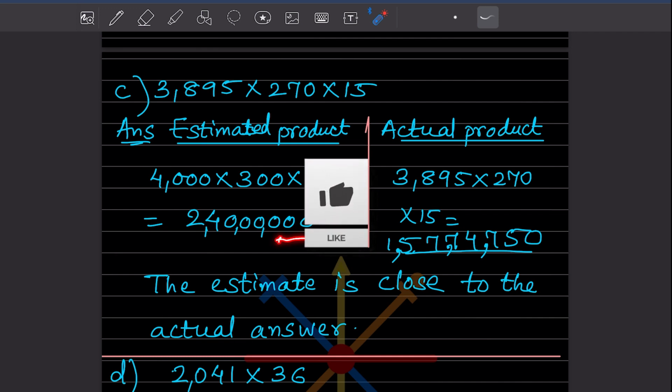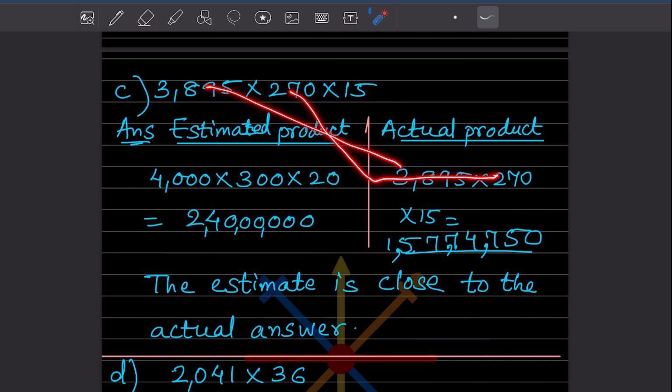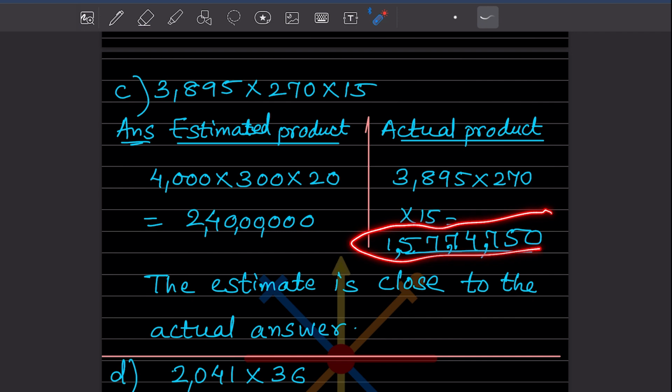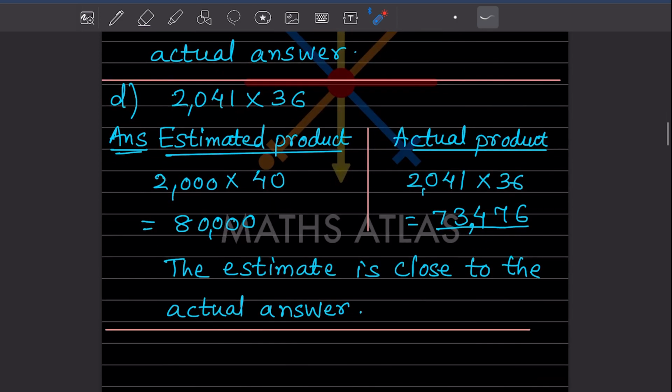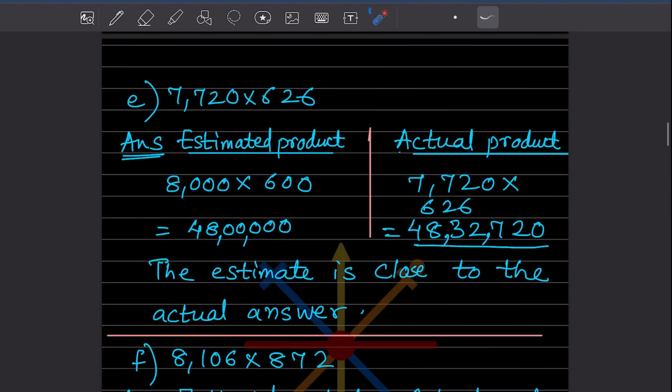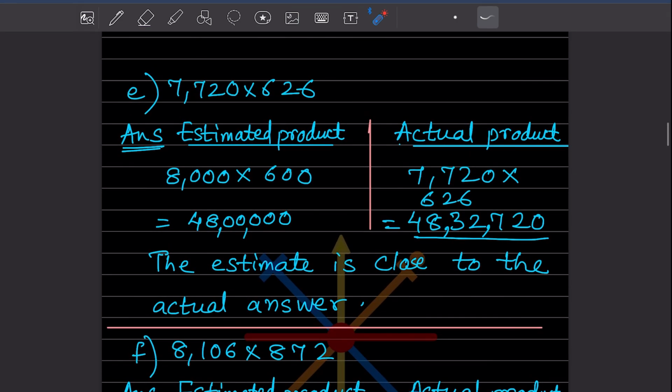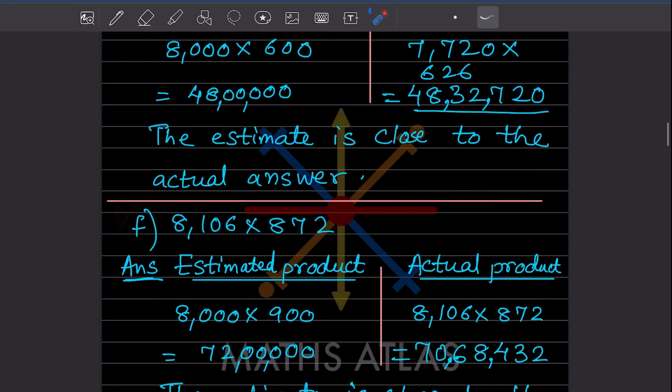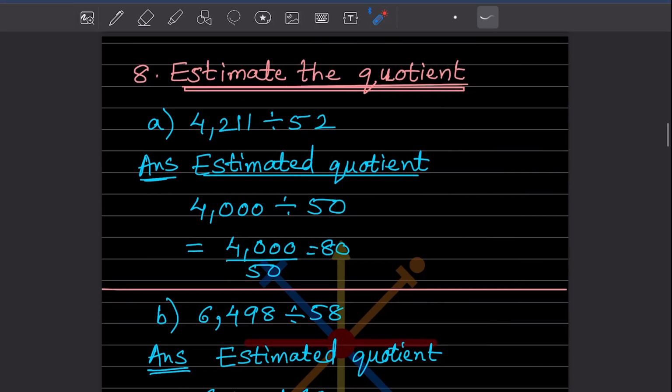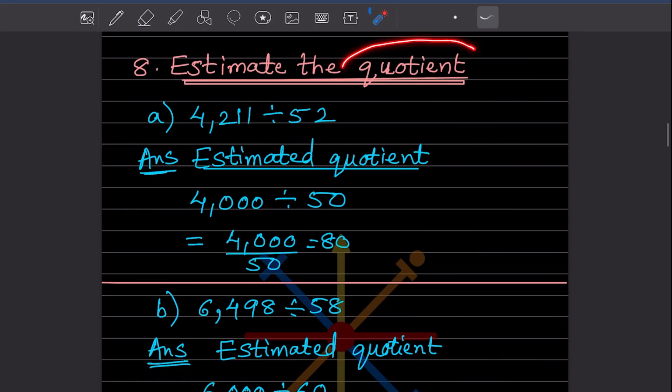And then you're going to put the commas. Don't forget the commas, okay? 3, 2, 2. So when you multiply all these three numbers, you get the answer. When we compare this and this, we can say the estimate is close to the actual answer. So this also is the same. Now this also is multiplication, you can just do it. This is totally on the rounding part. And then we'll go for the next one, that is, estimate the quotient.